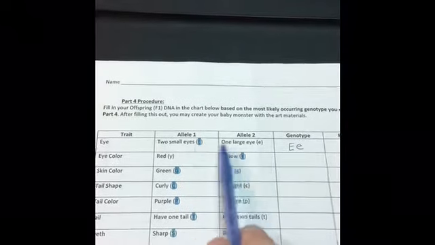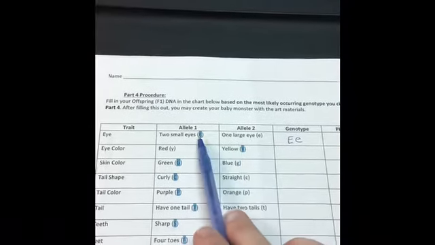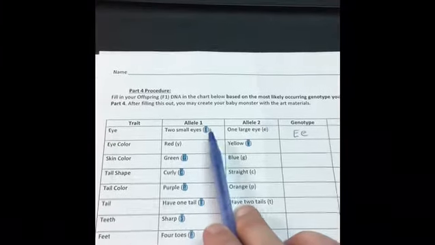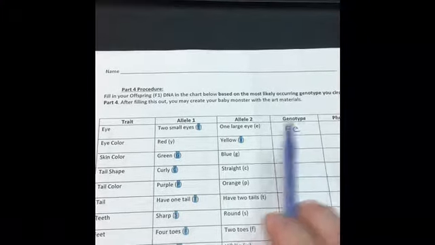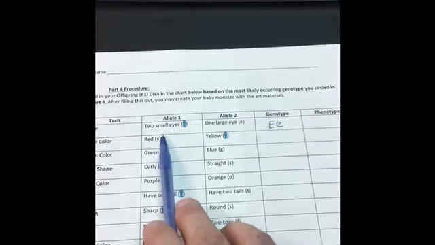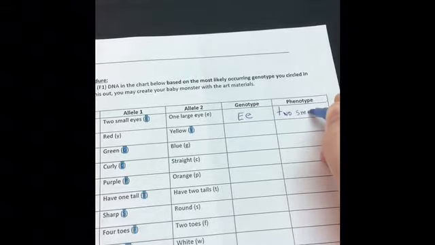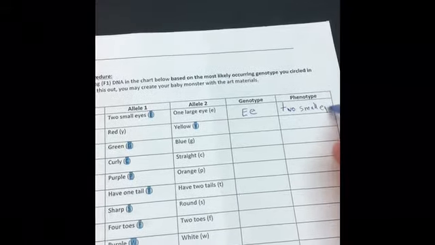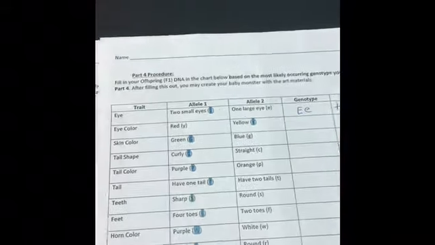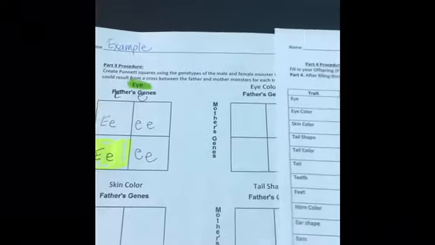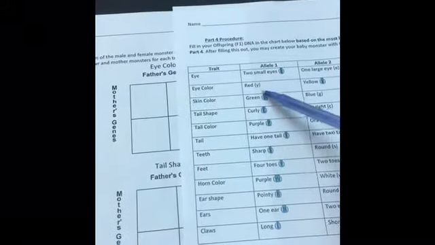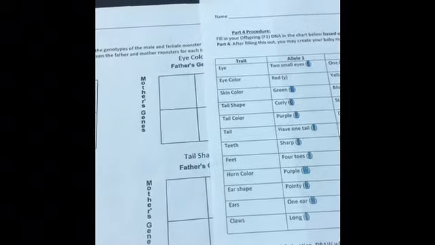Then looking at my alleles, I know that capital E is dominant. My baby has a capital E, so I will see 2 small eyes. So in my phenotype, I write 2 small eyes. You follow that same procedure for every trait that's listed on your sheets.